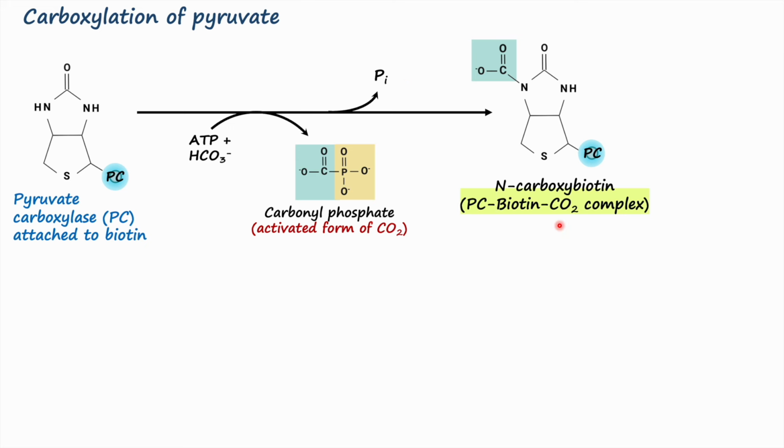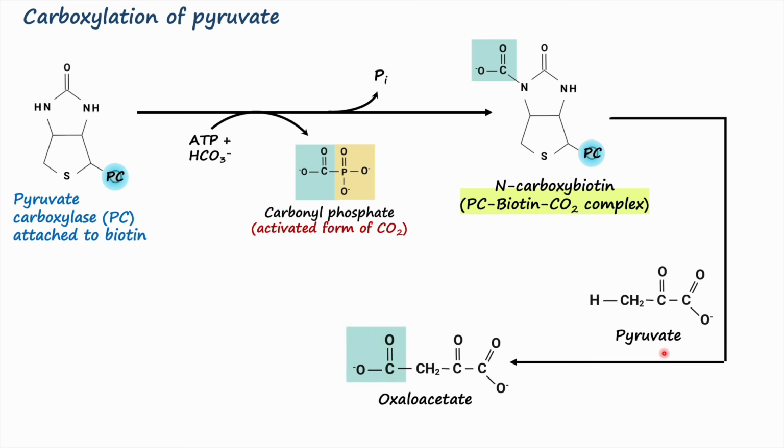Now N-carboxybiotin interacts with pyruvate to form oxaloacetate, and this third step involves the abstraction of a proton from C3 of pyruvate. When this proton is abstracted, carbon dioxide from N-carboxybiotin is transferred onto C3 of pyruvate to synthesize oxaloacetate.